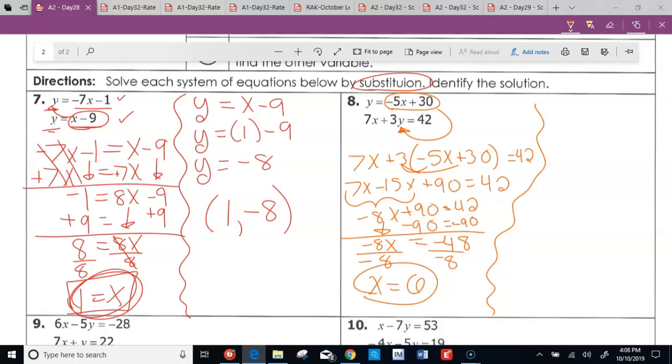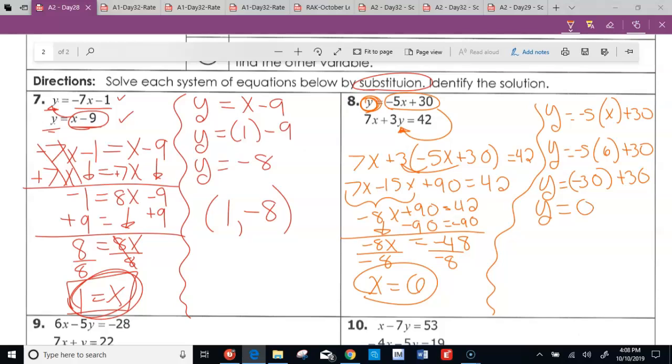So I have a y equals equation right here. To get my y value, I just multiply negative 5 times whatever my x value is and add 30. So I will substitute in my x value, which is positive 6, and add 30. Negative 5 times a positive 6 is a negative 30. Negative 30 plus a positive 30 gives me a result of 0. So my solution is when x is 6, my y is 0. That is their point of intersection, where the two lines will meet.